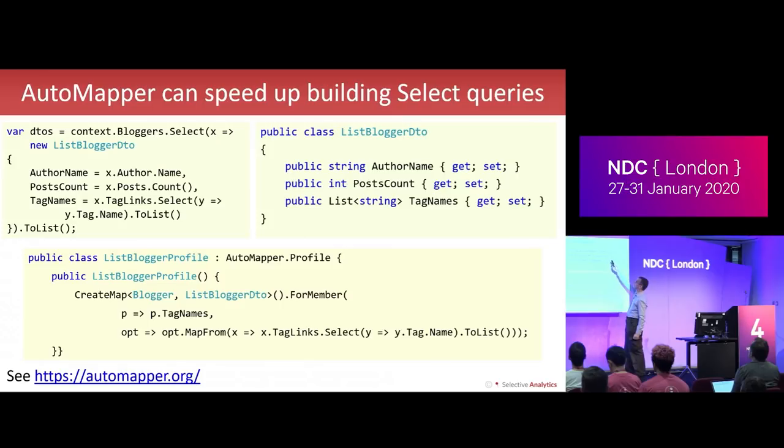So for instance, this is my, I call it a DTO, view model, whatever, it's just the thing that I want to go to. If you put AuthorName, and there's something called Author, and it's got a property called Name, AutoMapper will automatically work that out. And same with PostCount. For this complicated thing, you would have to tell it directly what to do. But AutoMapper I use a lot. It's a really good library. It's well supported. I think the documentation is quite hard work. But anyway, that will help you if you want to use select queries.